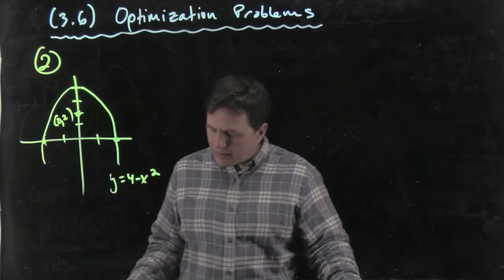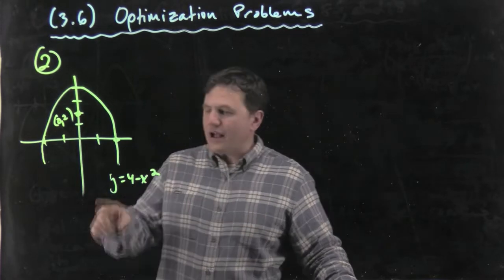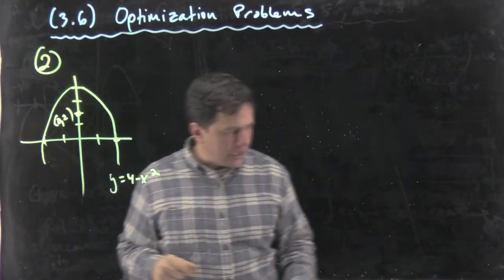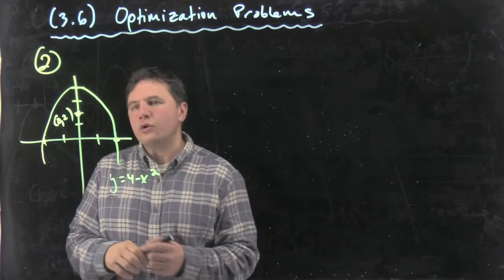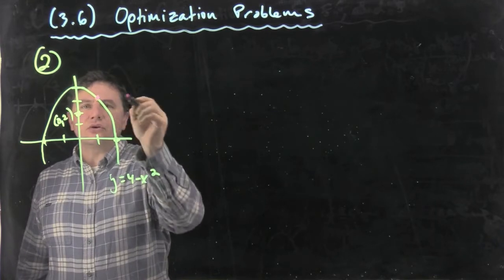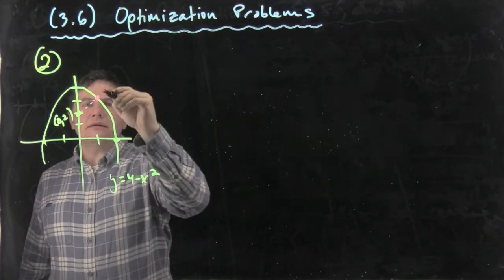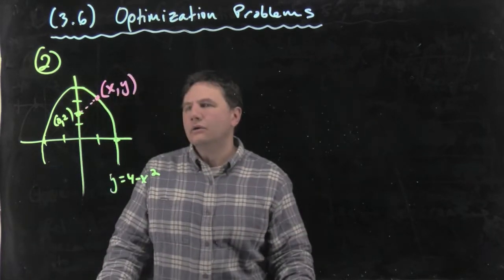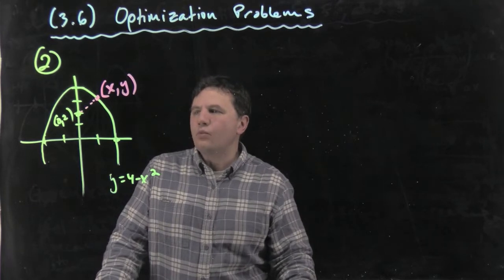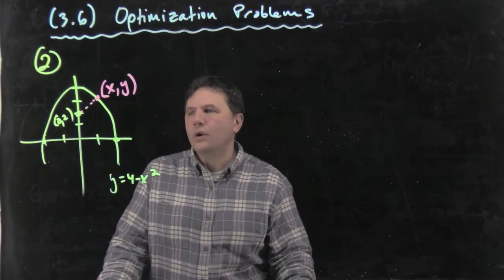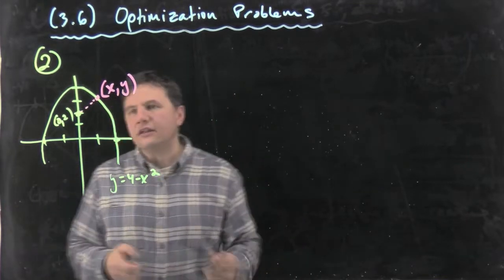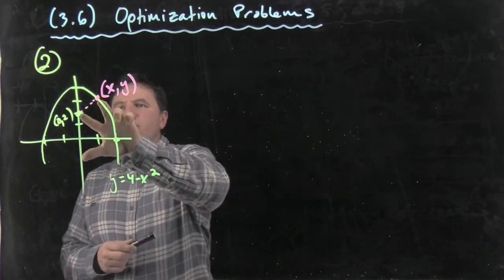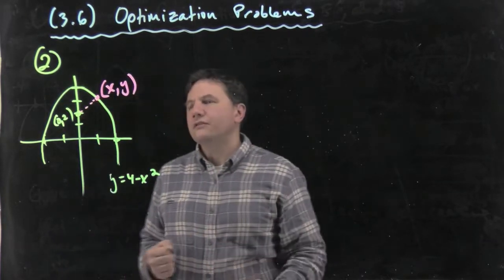Okay, problem 2. In problem 2, we want to find the points on the graph of y equals 4 minus x squared that are closest to the point (0, 2), which I have drawn here. Essentially we're talking about a point on this curve, let's call it (x, y), and we want to know when that's a minimum. Another way of phrasing this is, we want to know which point on this curve is closest. Between these 2 points, which one is a minimum distance?